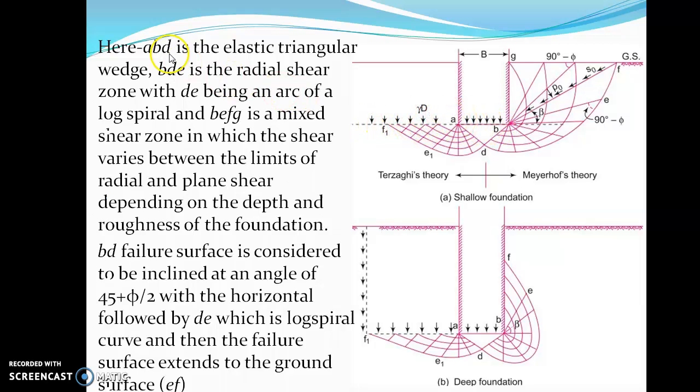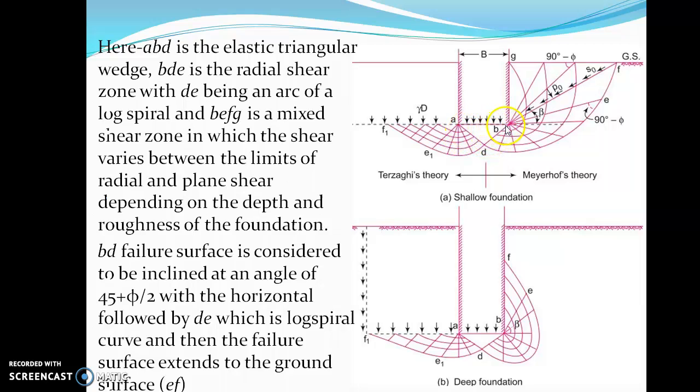Now ABD, this triangular wedge, is an elastic triangular wedge. It's under elastic equilibrium. What is elastic equilibrium? Elastic equilibrium is that this particular wedge of soil will behave as if it is monolithic with the foundation. It will be moving only vertically downward. There will be no laterally outward movement of this particular wedge.